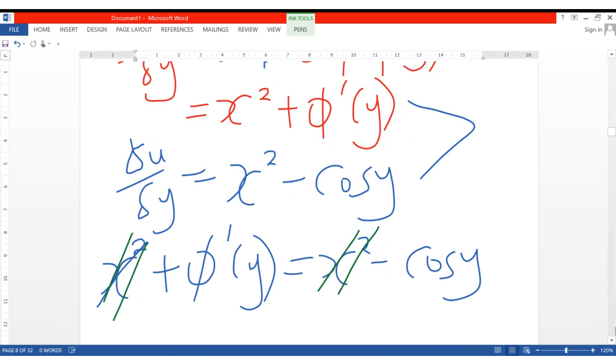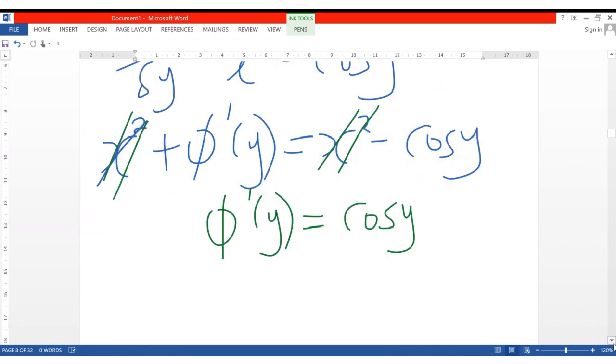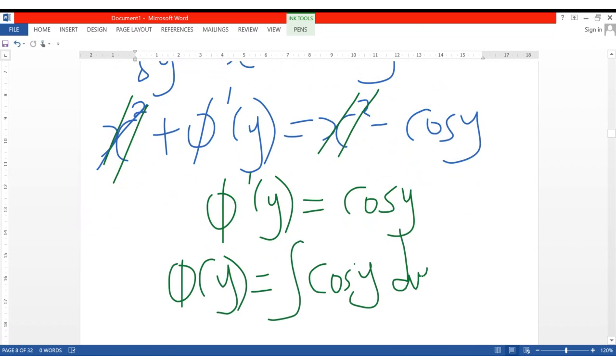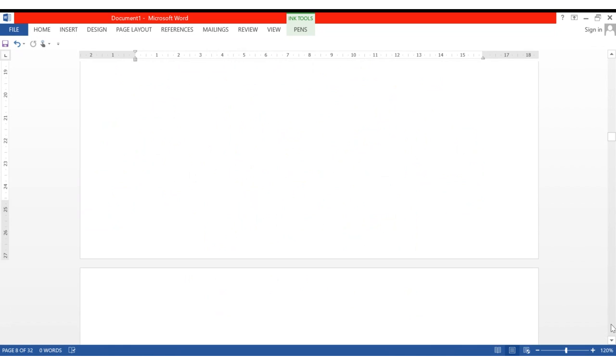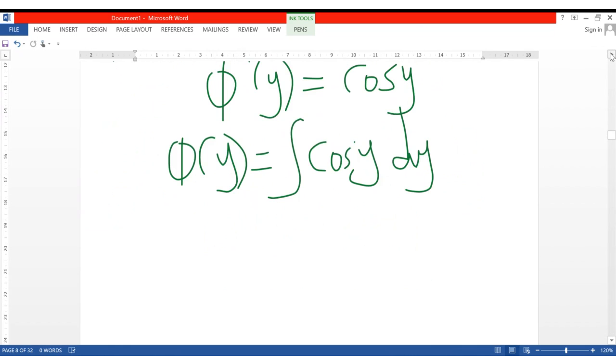So I'll end up with phi prime y equals cos y. But you remember, I don't want phi prime, I just want phi. So to get phi y, I'll integrate this function in terms of y. When you integrate cos y, what do you get? Sin y. Correct, sin y.